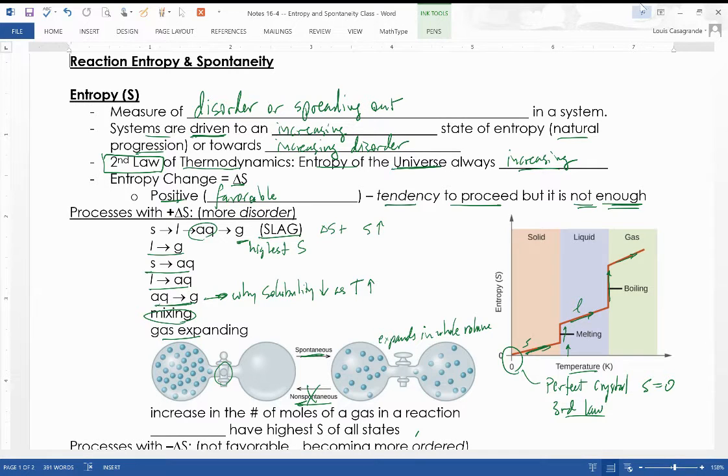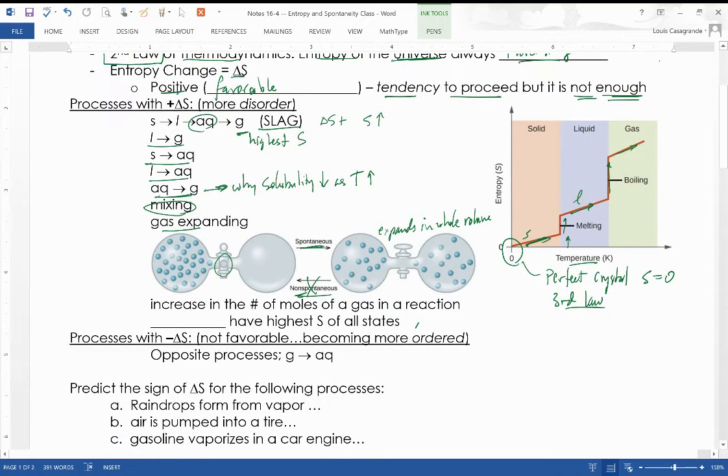Another way that you can think about having an increase in the entropy, a positive delta S, is to have an increase in the number of moles of a gas during a reaction. And we'll see an example of this down below. And as I said above, gases have the highest entropy of all the states. And for that reason, we're going to focus in on the gases in a reaction when we look at changes of entropy. To get a process that's not favorable, that has a negative change of entropy, go the other way.